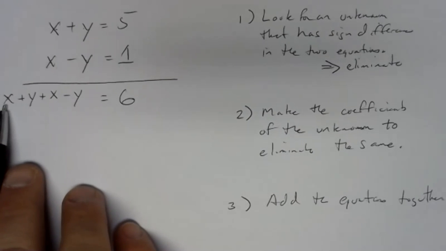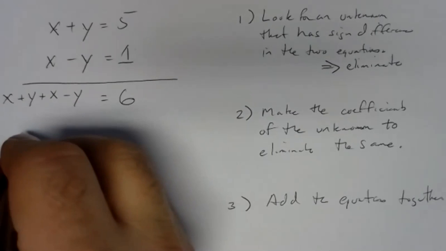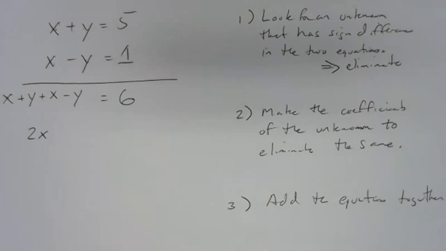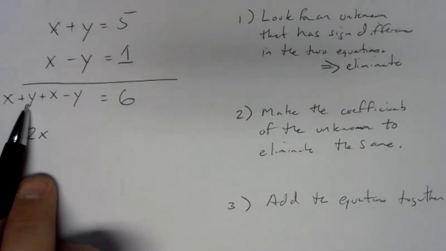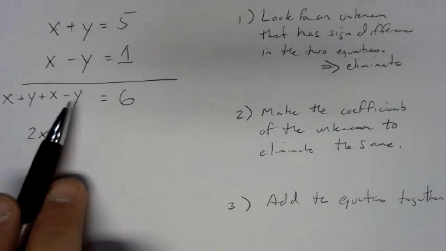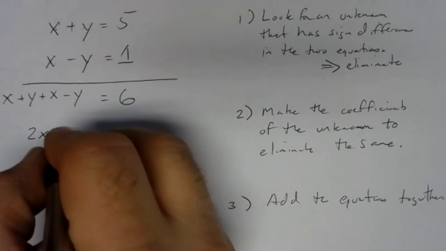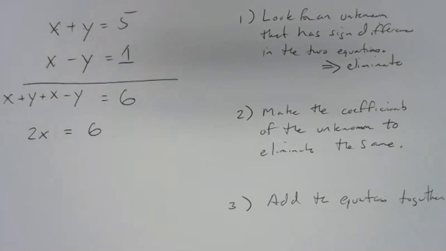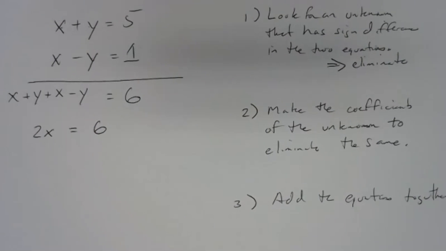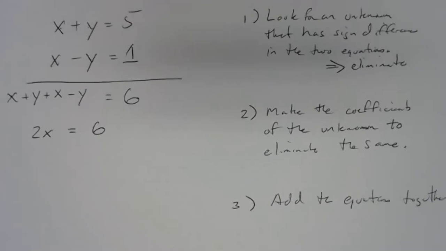So let's simplify that here. I can't add x's and y's, but I can add the x's together. X plus x is 2x. But y minus y is 0. The y's have obliterated each other. They're gone. We eliminated y. So we get this equation, 2x equals 6. Well, that's an equation in one unknown. And we can solve for that.